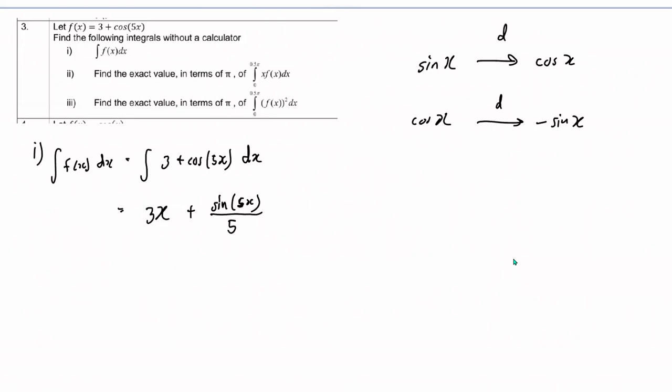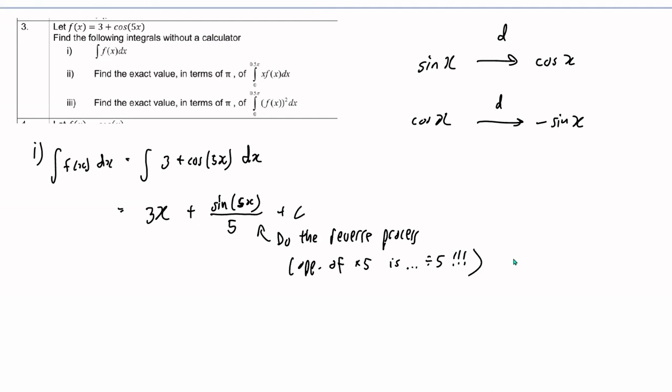Integration is the reverse of differentiation. Differentiation requires you to use the chain rule. There's an inner function. Differentiation will need you to times 5. But we are not doing differentiation. We are doing integration. Integration is the reverse of differentiation. So we do the opposite of times 5, which is divide by 5. Do the reverse process. Opposite of times 5 is divide by 5. Okay, then plus C. Easy.